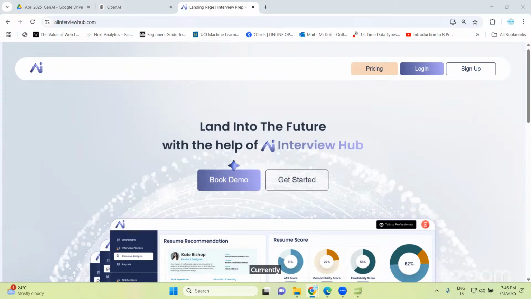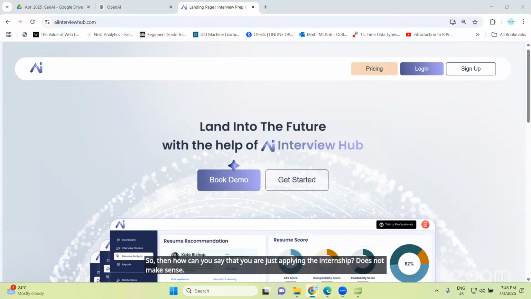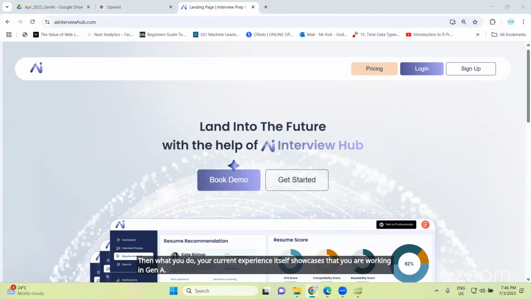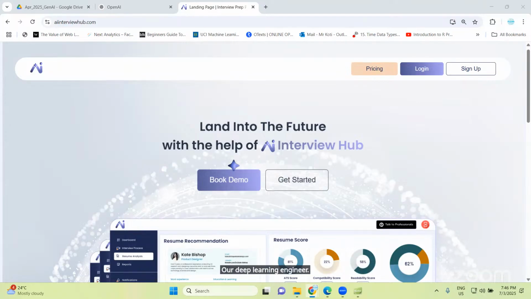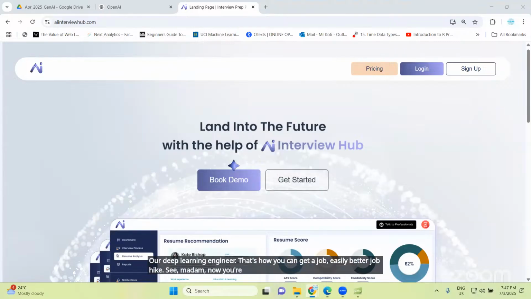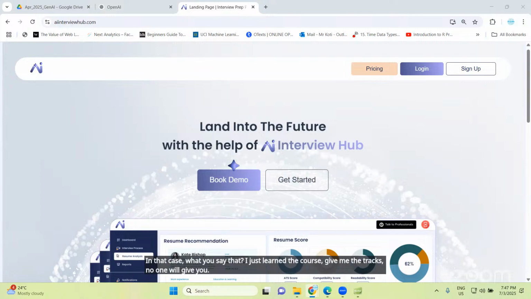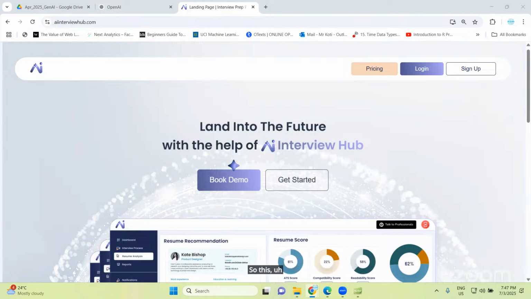Currently working. Then how can you say that you are just applying for an internship? It does not make sense. What you do is, your current experience itself showcases that you are working in Gen AI or as a deep learning engineer. That's how you can get a job easily, a better job and a hike. See, madam, now you are earning, let's say, 20 lakhs. Will you go for 10 lakhs? No, right? You will go for 25 or 30 lakhs, right? In that case, if you say I just learned the course, give me 30 lakhs, no one will give you. So what you have to do is showcase your current experience of already working in data science or Gen AI, then get a job. That is how you have to do.